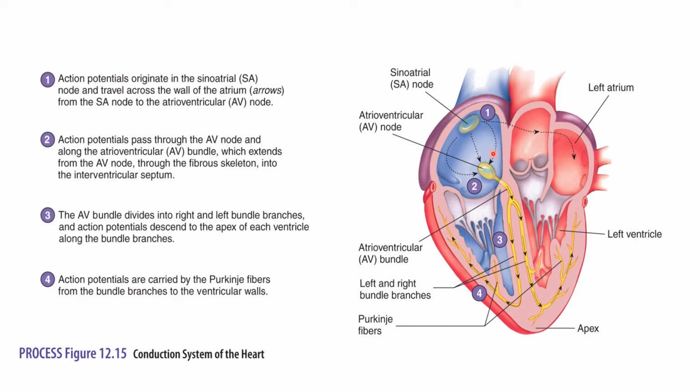And then next, action potentials pass through the AV node and along the atrioventricular bundle. This is the atrioventricular bundle, which extends from the AV node through the fibrous skeleton into the interventricular septum. And then the AV bundle divides into the right and the left bundle branches, and action potentials descend to the apex of each ventricle along the bundle branches. And then action potentials are carried by the Purkinje fibers from the bundle branches to the ventricular walls. So that's how the conduction system happens in your heart.